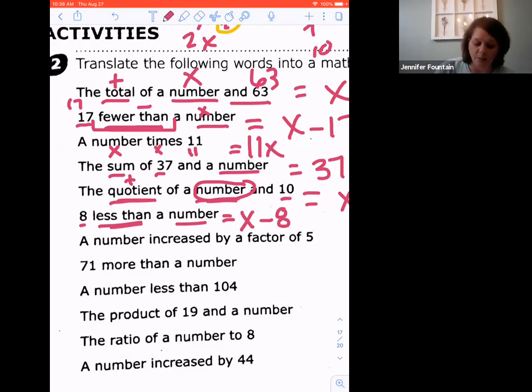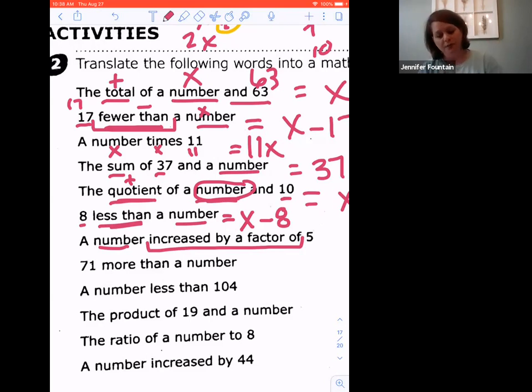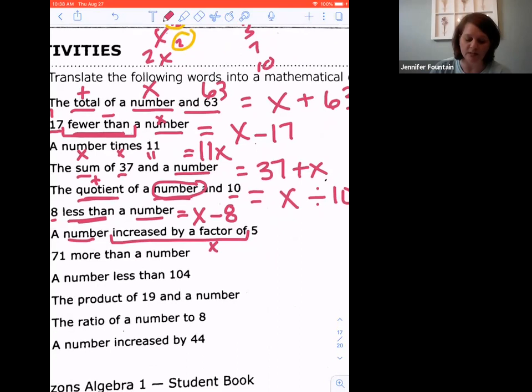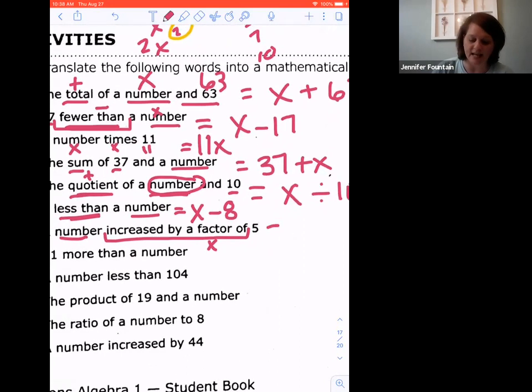Now, a number increased by a factor of 5. Okay, now a lot of times when we think about increased by, I think, hey, addition. But if it's increased by a factor of, that is indicating multiplication. So I know that I'm going to have a number times 5. So I would just write that as 5x. I'm just writing them side by side. I understand that if there is no symbol between them, it is multiplication.